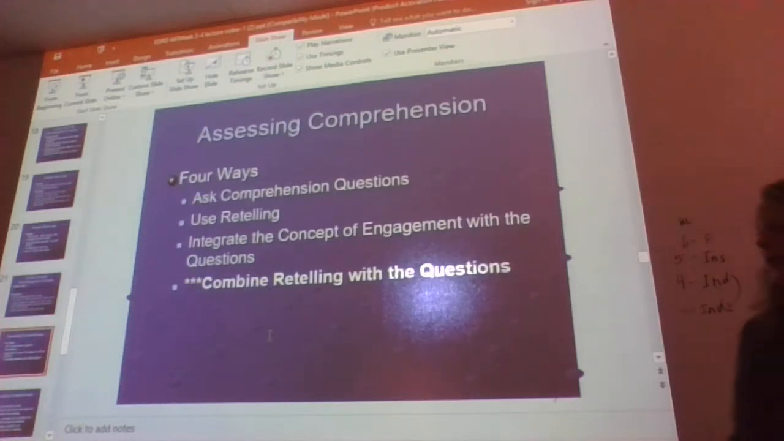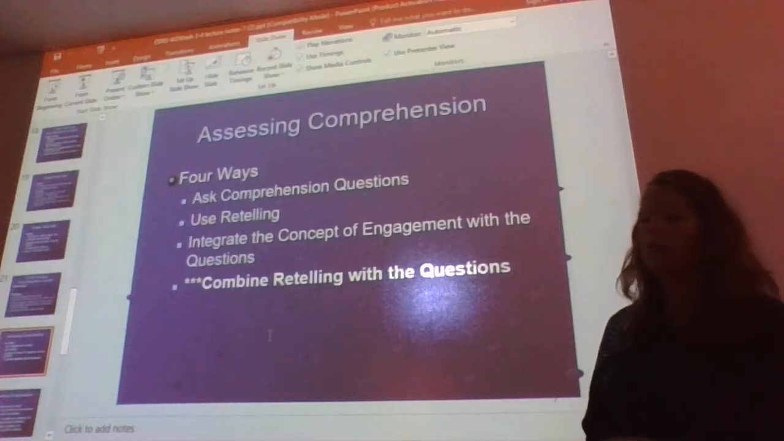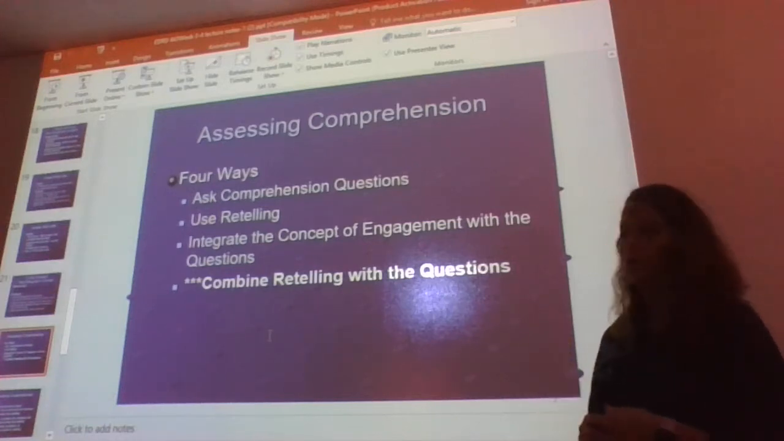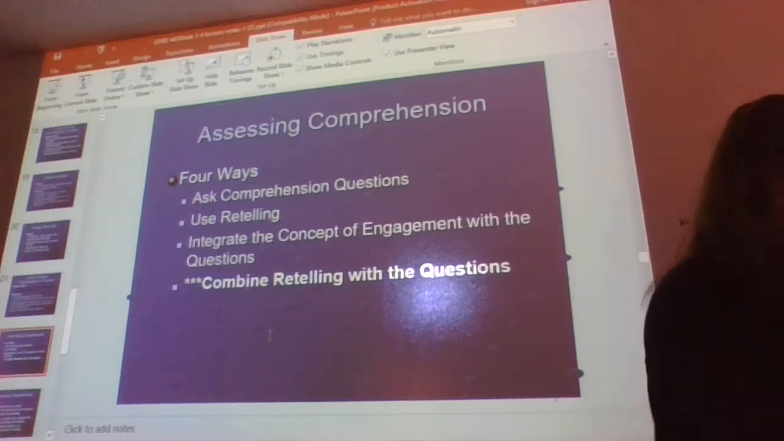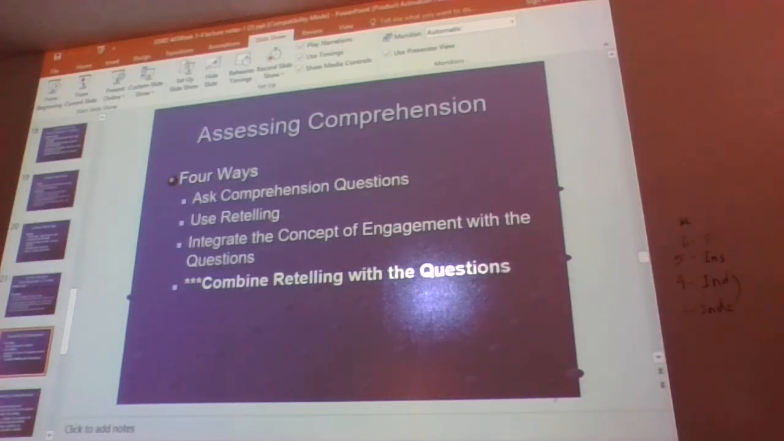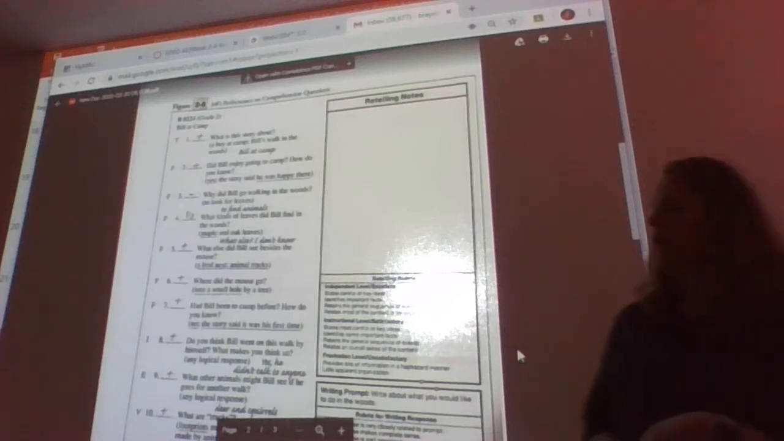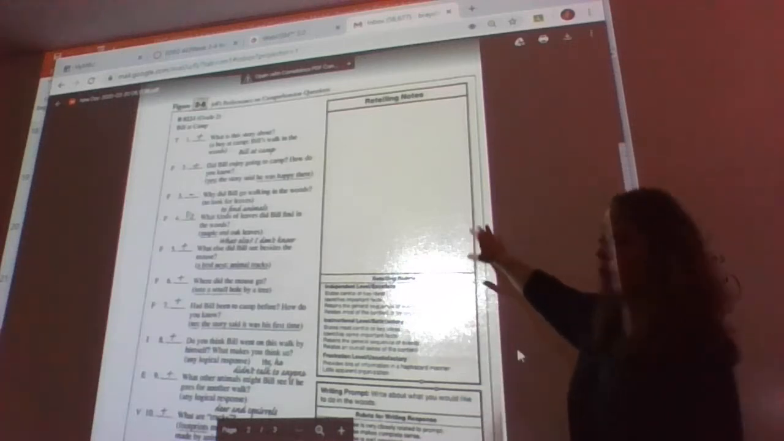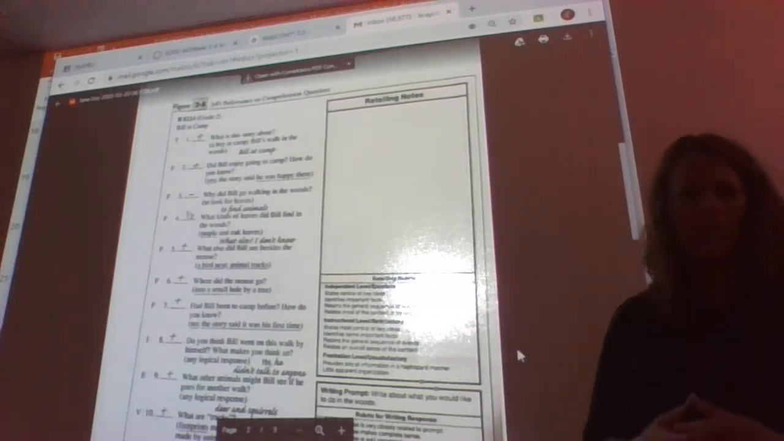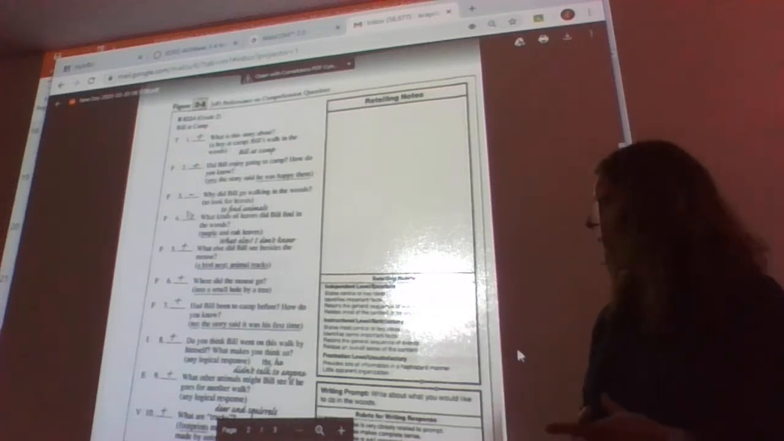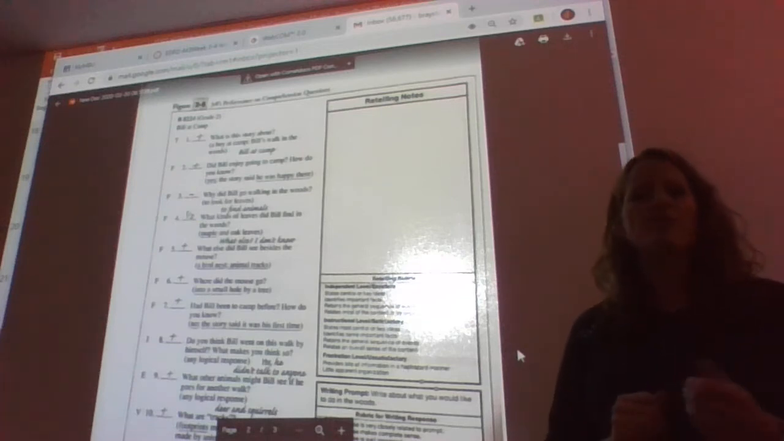So, assessing comprehension. There are a variety of ways to do that, and you'll see the one in bold is the one I want you to use. So, first of all, you could ask the comprehension questions, and I'll put my example up here. Here they are. And also there's a retelling, and here's a spot for you to put your retelling notes. Then there's a concept of engagement. We're not going to use that concept of engagement, but we are going to use a combination of the retelling and the comprehension questions, and here's why.